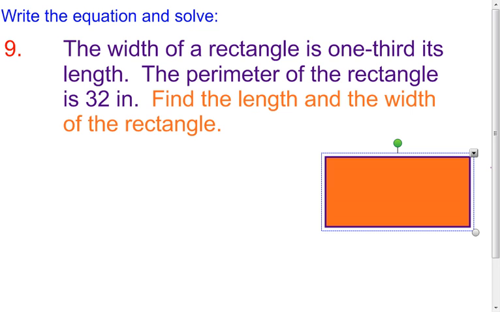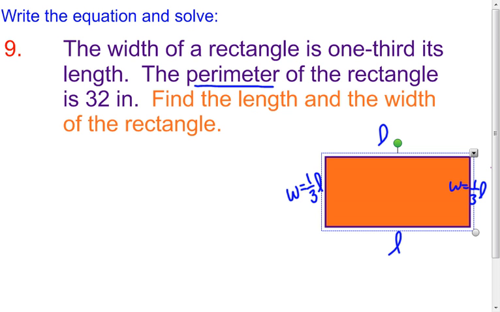this is kind of similar, except now we're going to deal with fractions. The width is 1/3 its length. I don't know what the length is. I do not know that, so I am going to call this L and this L. What I know about the width is that it's 1/3 of the length, okay? And on a rectangle, of course, we know that the opposite sides have the same length. So I know that that's also 1/3 of its length.